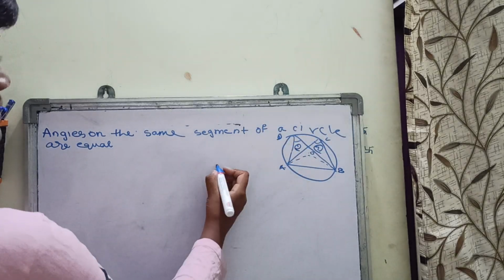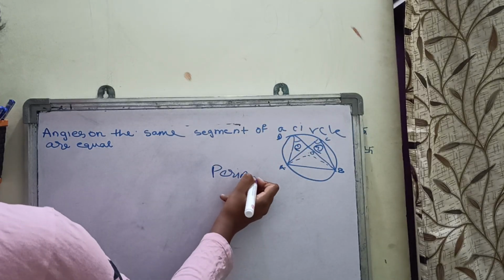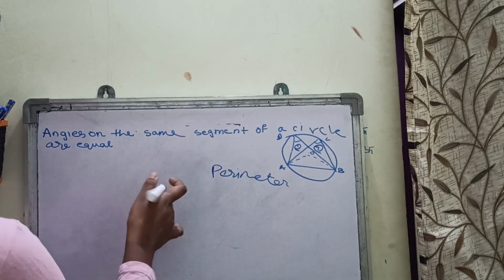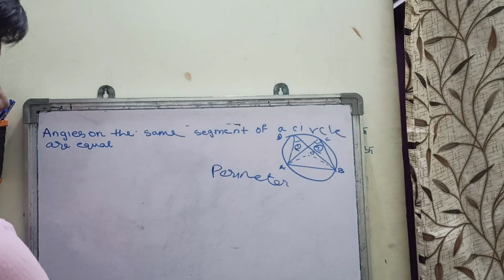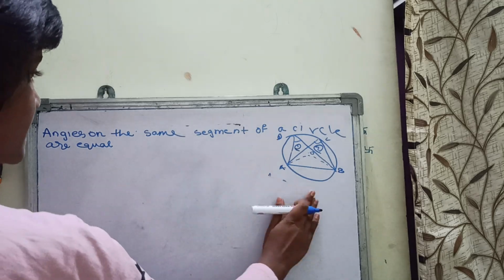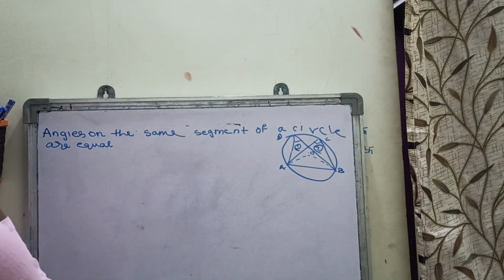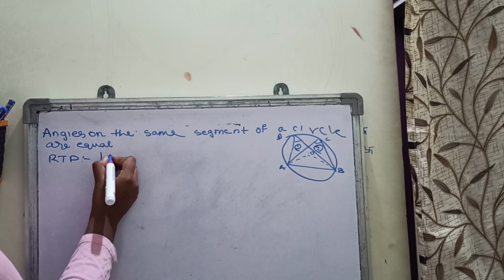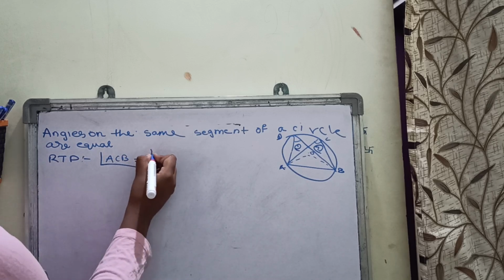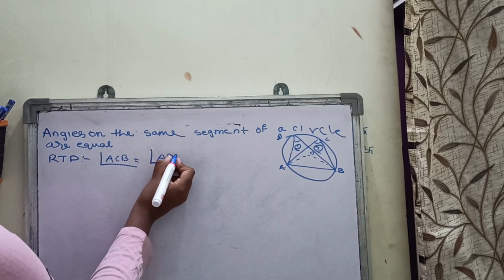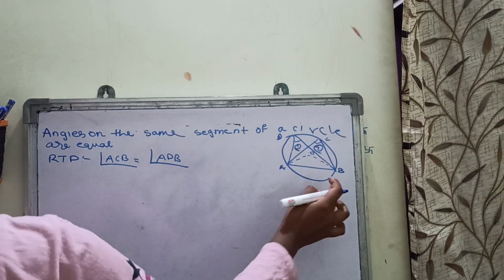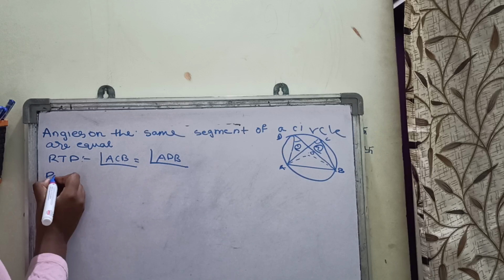What is circumference? Nothing but perimeter. We call it perimeter for solid figures like a rectangle or square, and we call it circumference for the circle. Right? So they are asking us to prove, RTP: angle ACB is equal to angle ADB. Okay? Proof.